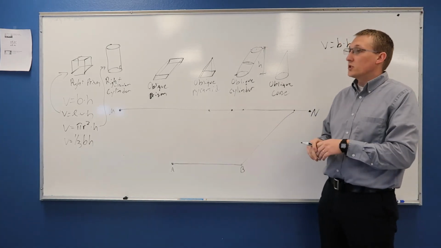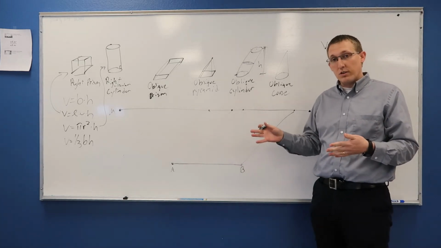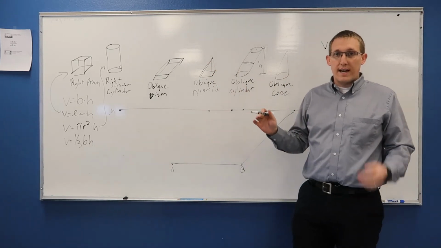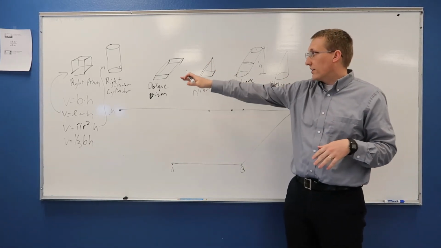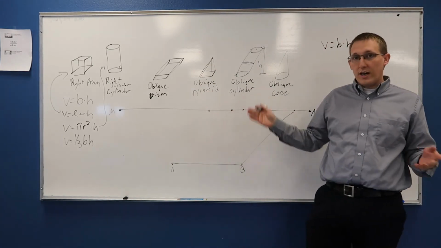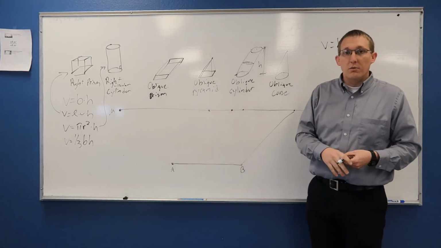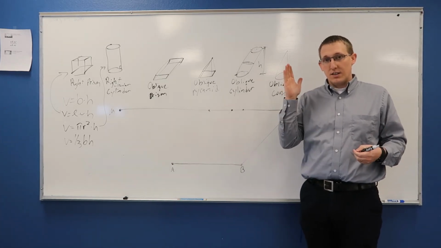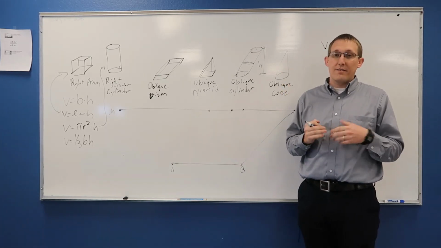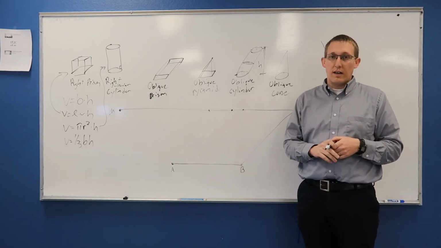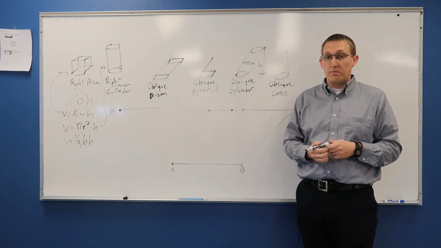But just to review, Cavalieri's principle basically means if you've got a shape that is not a right cylinder, not a right prism, or whatever, but it has the same base area and the same height, then ultimately they're going to have the same volume. No matter how tilted they may appear, they're going to have the same volume.